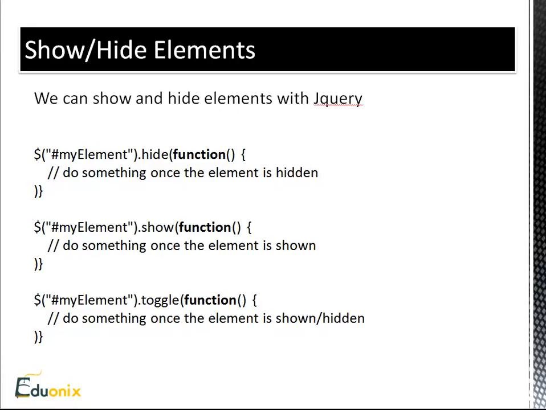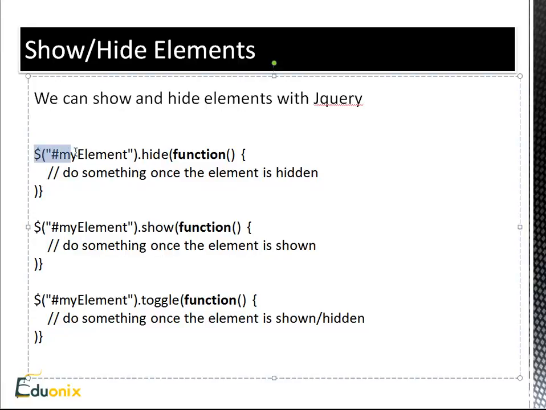Show and hide elements is another great use of jQuery. We can use the hide and show actions. So here we're grabbing something with the ID of my element and we're going to hide it, and once it's hidden it's going to do whatever we put here. Okay. Same thing here, we're just showing it. So do something once the element is shown. Here we're using toggle, which basically changes from hide to show as you click. So that's what toggle does.